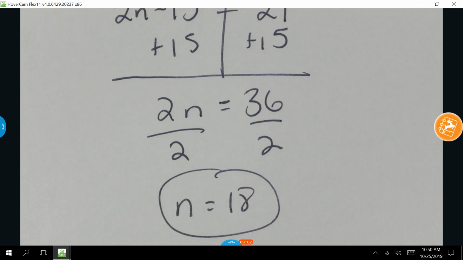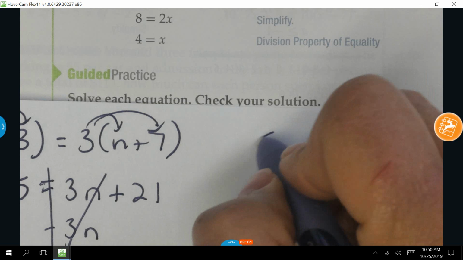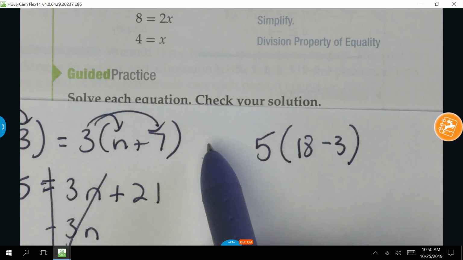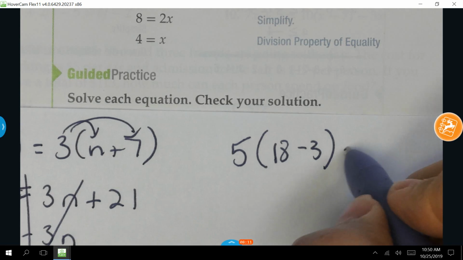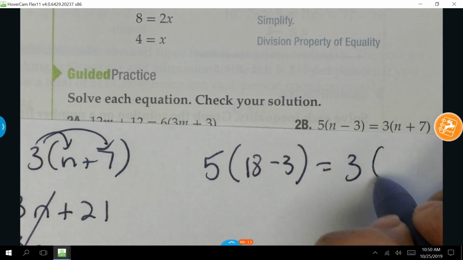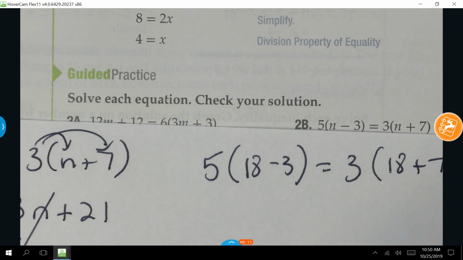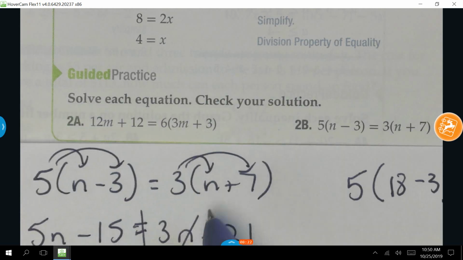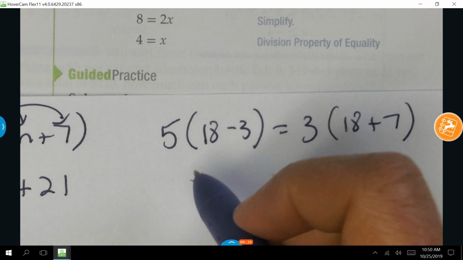I saw it on a lot of your papers. Then you plug it back in. And yes, the n is on both sides, so the 18 would go in for both of them. That's what I'm saying. You don't have to distribute now. You can just solve in the parentheses and multiply by the outside number. You have to distribute here because you can't combine like terms. There's nothing to combine there.